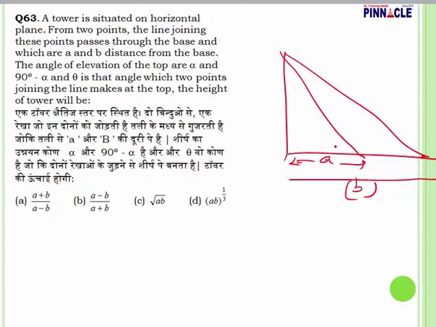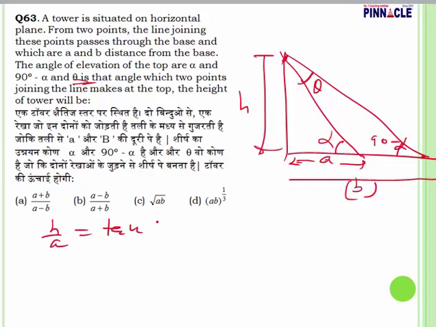The angle of elevation of the top from the two points is alpha and 90 minus alpha. Theta is that angle which the two links make at the top. So we have to find the height of the tower, the value of h.